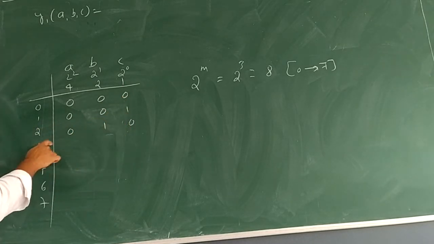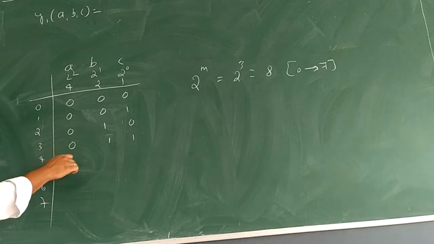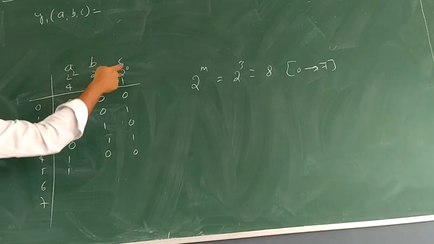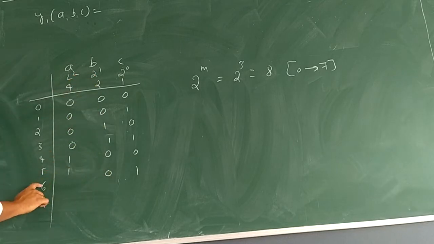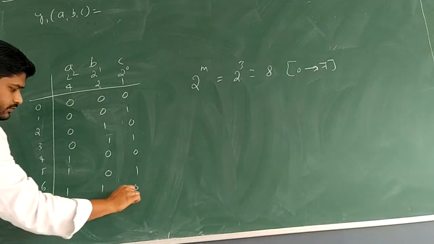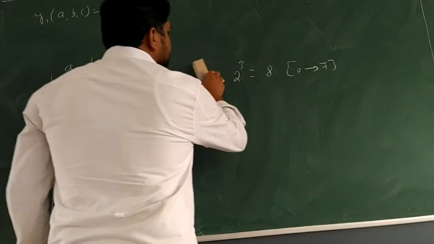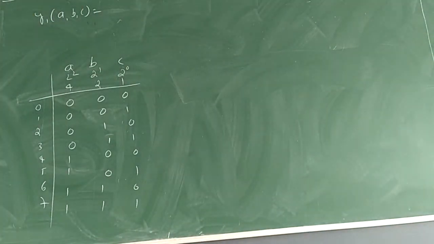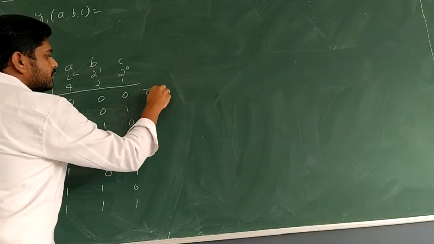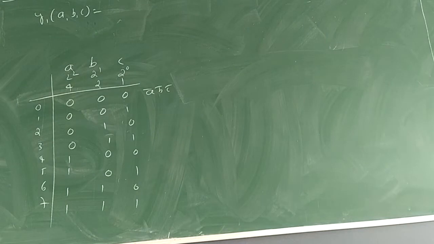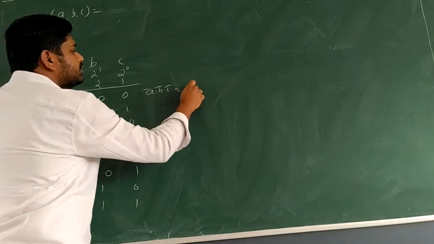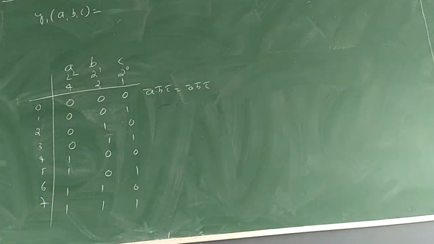So I will directly write now: 2 plus 1 is 3, 4 is directly available, 5 is 4 plus 1, no selection of B, 6 is 4 plus 2, hence 1, 1, 0, 7 is 4 plus 2 plus 1, hence all are ones. Now how is it represented in terms of function? First function in terms of variables: A complement dot B complement dot C complement, and we will write it directly like this. If you don't mention dot, it is understood there is a product.